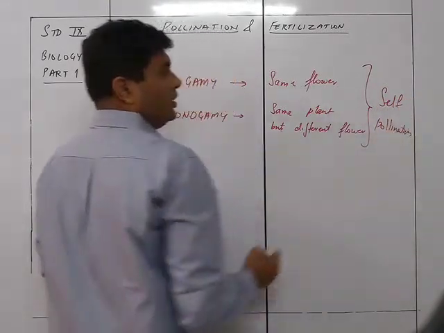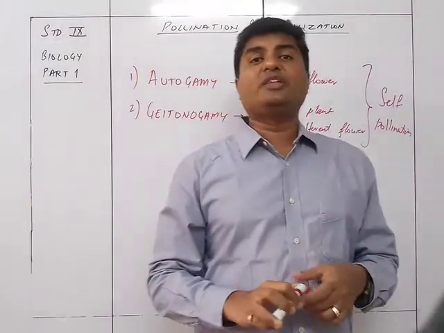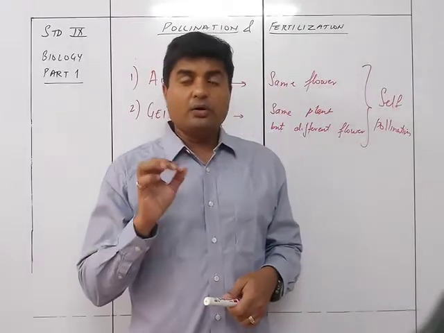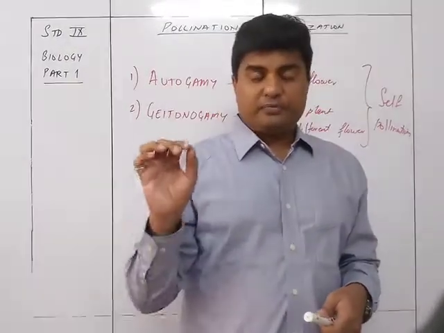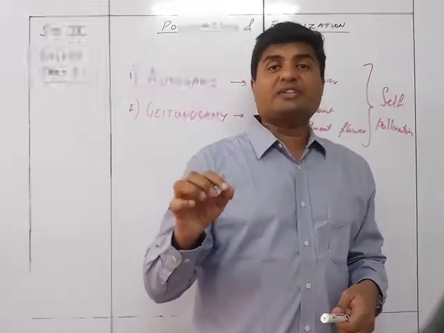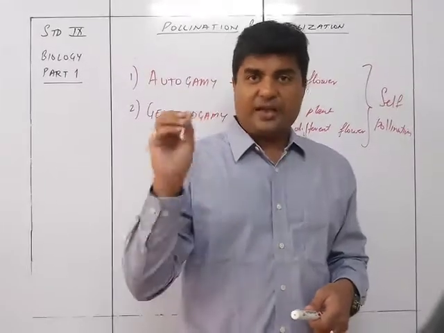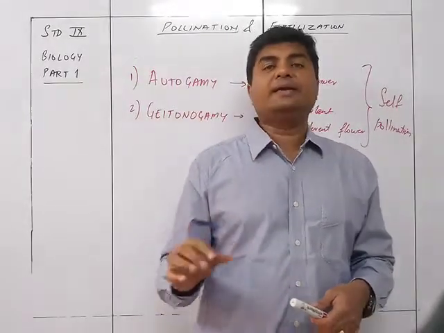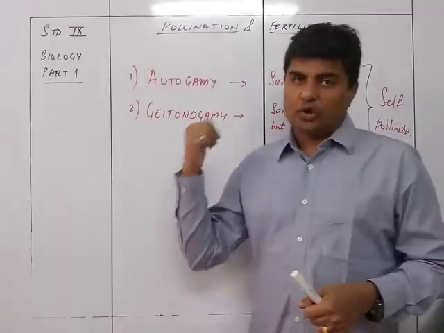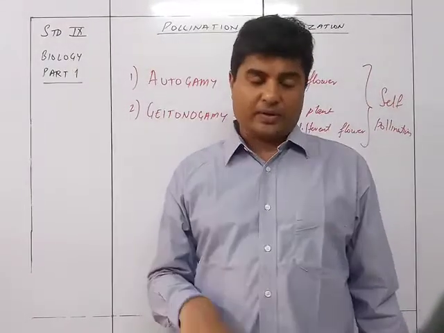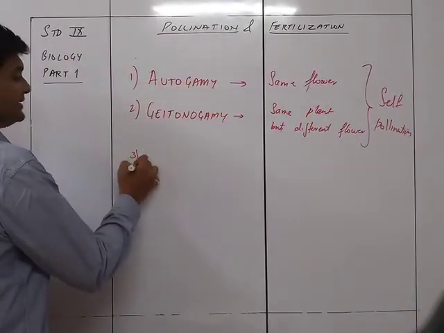So we can say self-pollination takes place when the pollen grains of a flower settle on the stigma of the same flower or of a flower of the same plant. First example, same flower, autogamy; different flowers, geitonogamy. The next one is called allogamy.